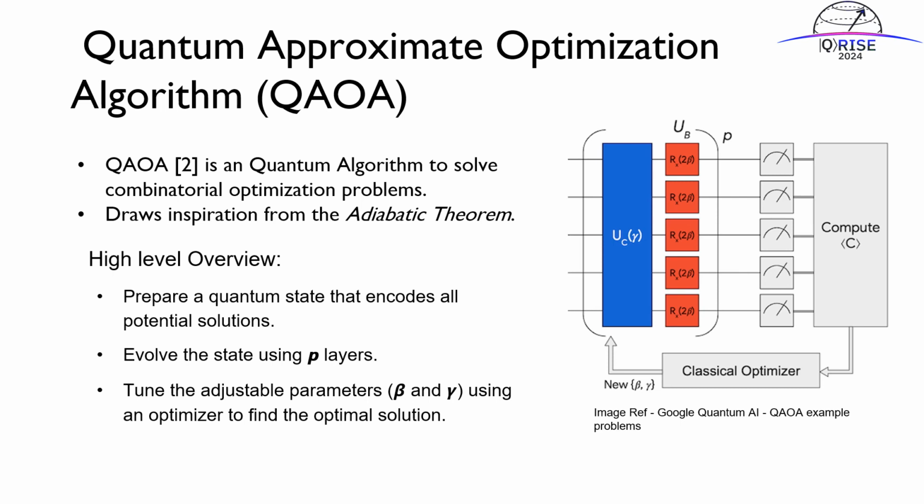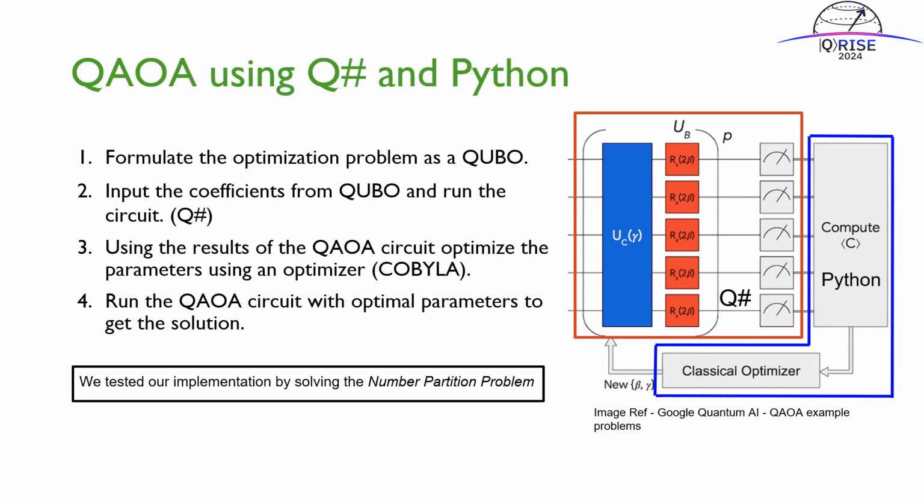It is important to note that QAOA provides an approximate solution, and I'll explain a little bit about what that means. So, as a high-level overview, QAOA works to provide an approximate solution to problems by preparing a quantum state that encodes all possible solutions, and then evolving that state using p layers of cost and mixer Hamiltonians. Then we optimize those parameters gamma and beta to find the minimum expected value and hence the optimal solution. QAOA can be thought of as the trotterized version of the quantum adiabatic algorithm. So a little bit more of what we mean by that.